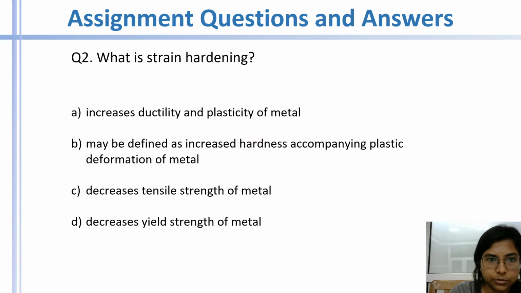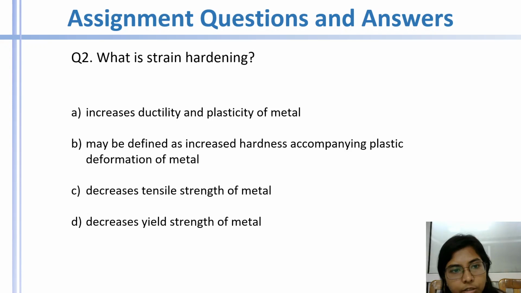Now we move on to the second question. So what is strain hardening? Is it the increase in ductility and plasticity of a metal, or what is it? The second option is increased hardness accompanying plastic deformation. The third option is decrease in tensile strength of the metal, and option D is decrease in yield strength of the metal.